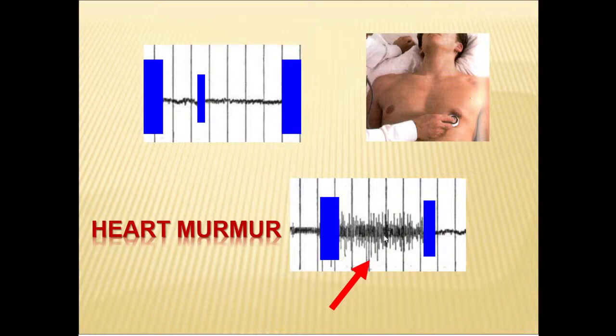If you see on this graph, between the first and second sound, you see additional vibration. And on auscultation, we'll hear an additional sound, which is called murmur. If you remember, during the last lecture, we said that the first sound is audible contraction of the atrium and ventricle, closing of the atrioventricular valve, and vibration of the aorta and pulmonary trunk. The second sound is audible closing of the semilunar valves and vibration of the aorta and pulmonary trunk.